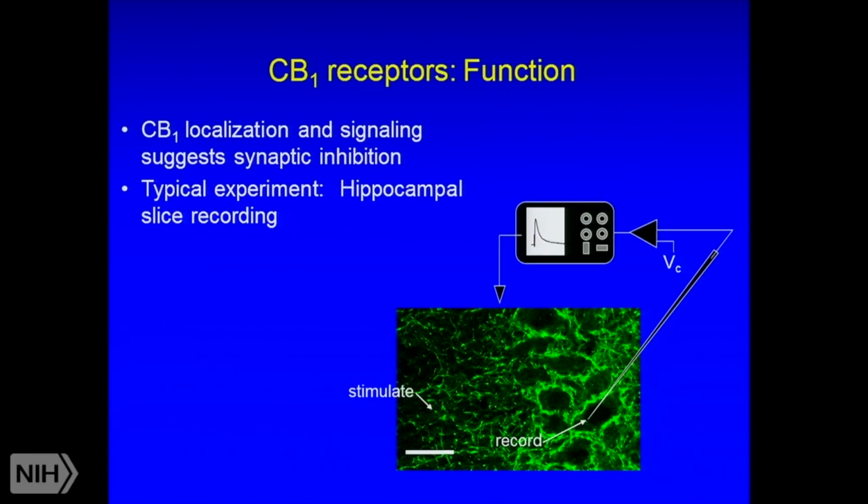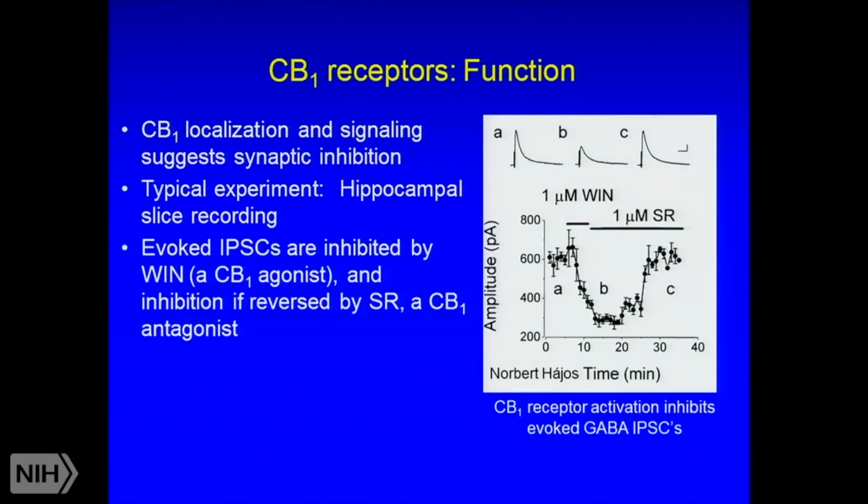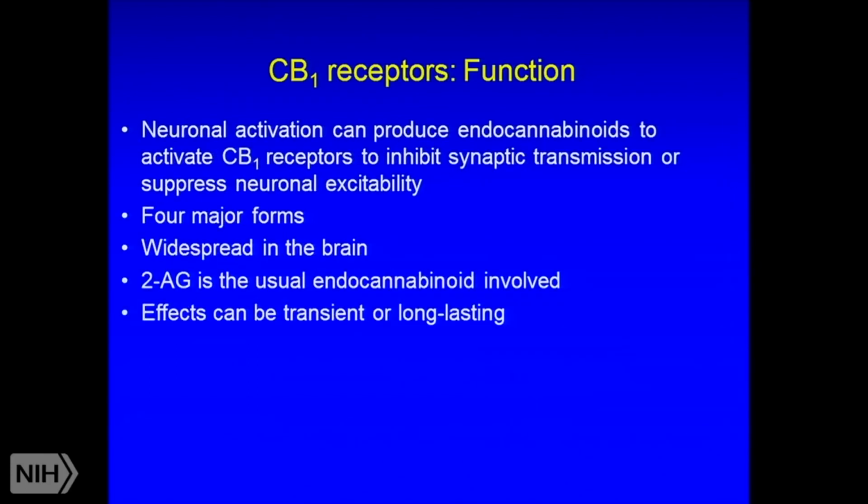So this is recording from a hippocampal slice, where you record from a pyramidal neuron here, you stimulate GABAergic fibers out here, and this is stained with CB1 receptor antibodies to illustrate how densely CB1 receptors are expressed. And this is the kind of experiment result you get. So this is an IPSC evoked by release of GABA. You can see stable levels here. If you put on this CB1 receptor agonist, WIN, you see a diminution of the amplitude of the IPSC, and that is reversed by a CB1 receptor antagonist, SR. So this is kind of classic. CB1 receptors inhibit synaptic transmission.